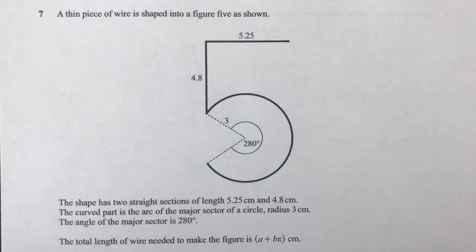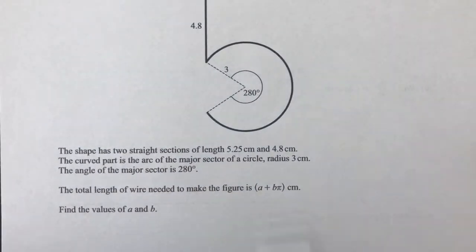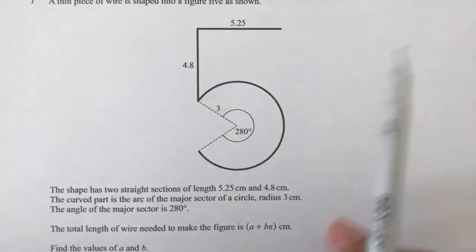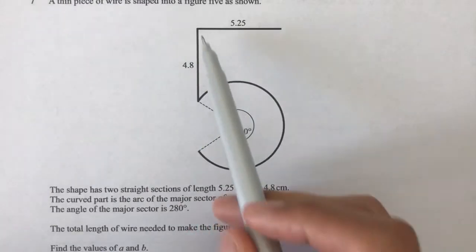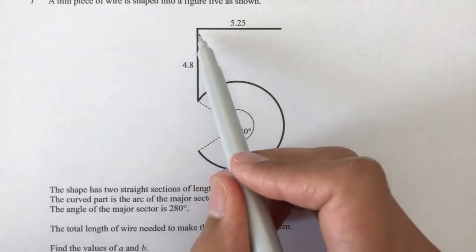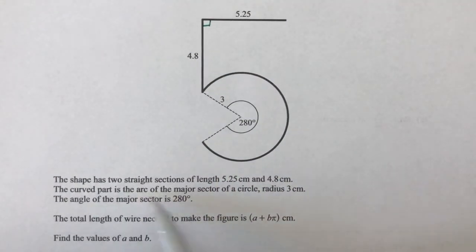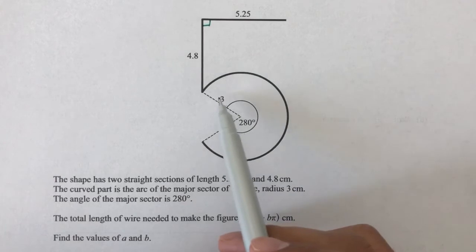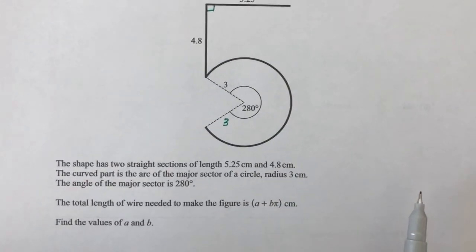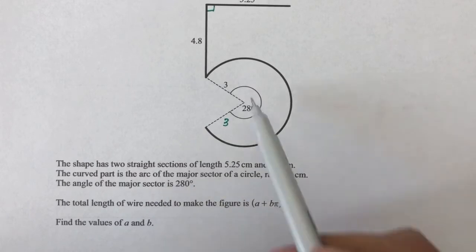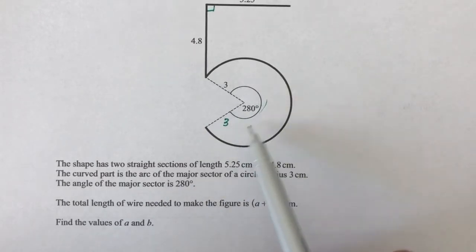Question number 7. A thin piece of wire is shaped into a figure as shown. The shape has two straight sections of length 5.25, which is the top, and 4.8. And the curved part is the arc of the major sector of a circle with radius 3. So this is the arc, this is the sector, and it has radius 3. This is also 3. The angle of the major sector is 280, so this big angle is 280.